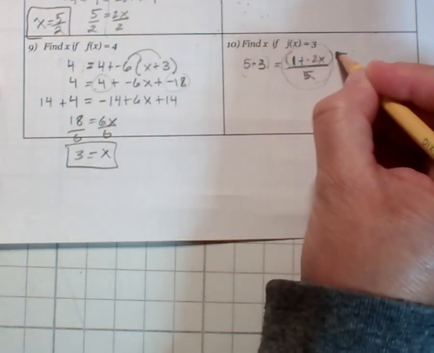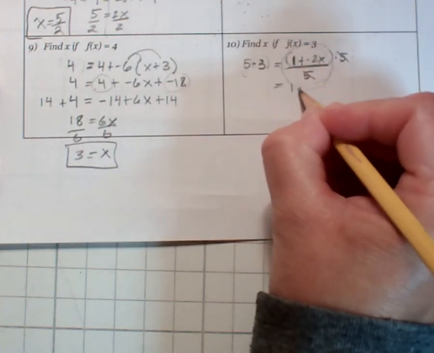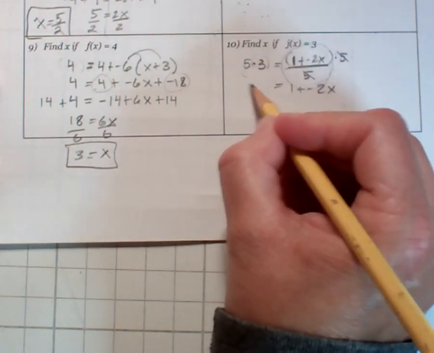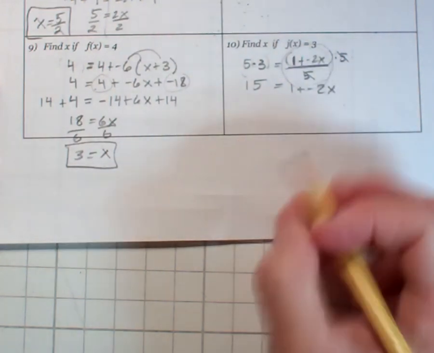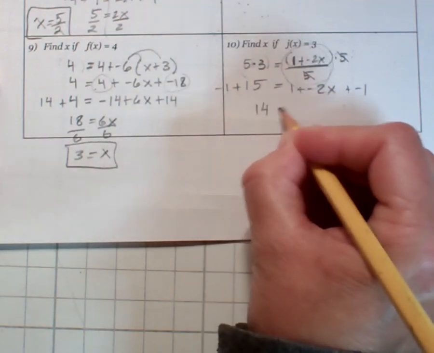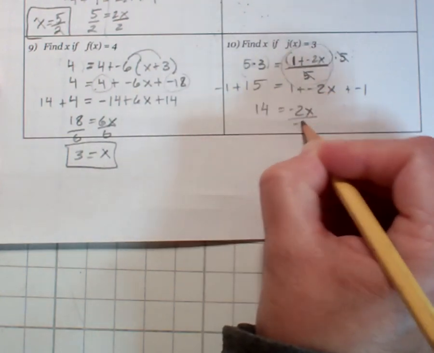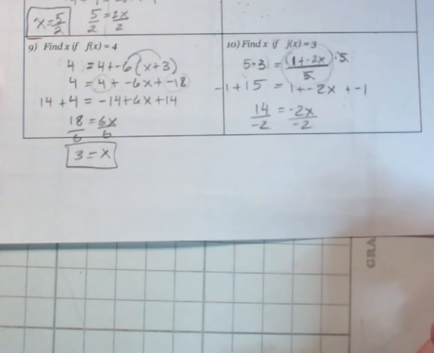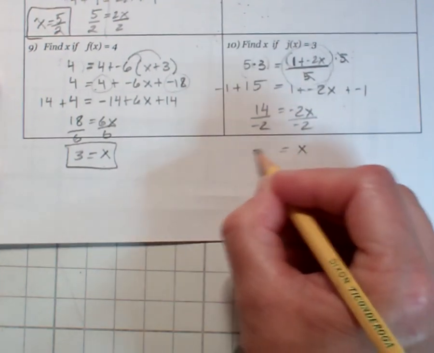So this 5 cancels this 5, and I get 1 plus negative 2x is equal to 5 times 3, which is 15. I'm going to add a negative 1 to both sides, and I get 14 is equal to negative 2x. Divide both sides by negative 2, and I get x is equal to negative 7.